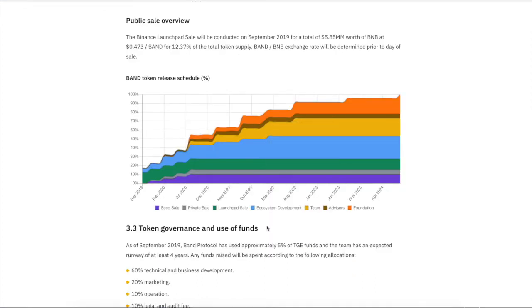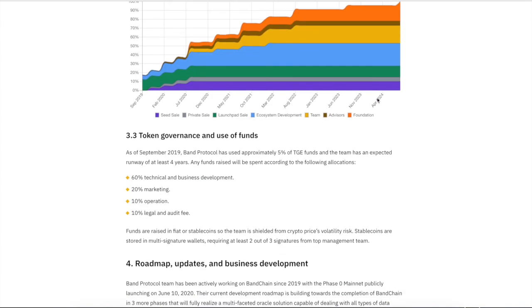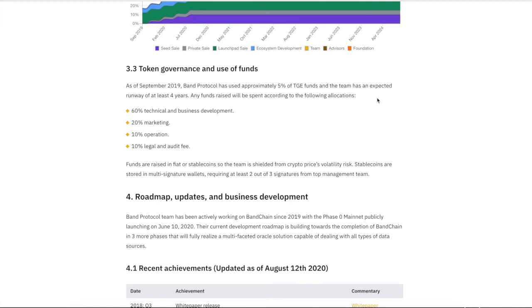Here's mainly, I guess you can say, an image of what the token release schedule is kind of looking like. This is basically how it is going, and it also breaks it down into each person or each customer that it's going to.